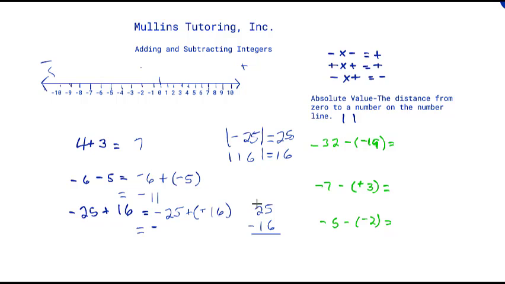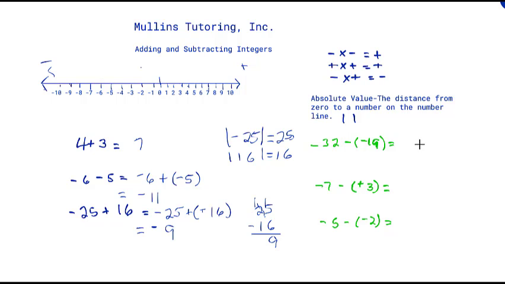5 is less than 6, so I'm going to borrow 10 from the 2. 15 minus 6 is 9. 1 minus 1 is 0. So my answer is going to be negative 9. So negative 25 plus 16 is negative 9. So if I had the negative 25 on the number line, I could start there and work my way up 16 places, and that would get me to negative 9.